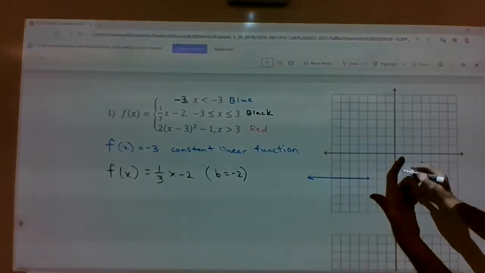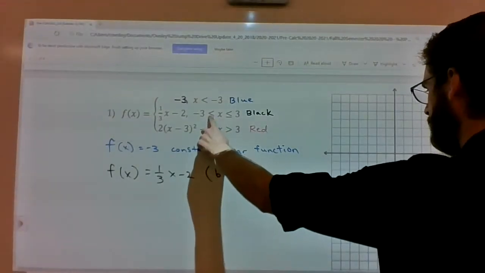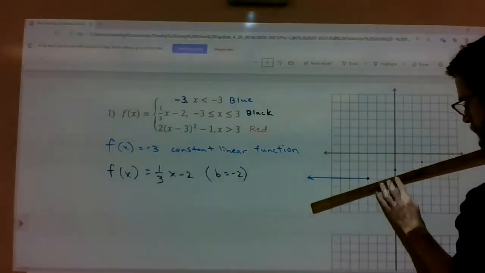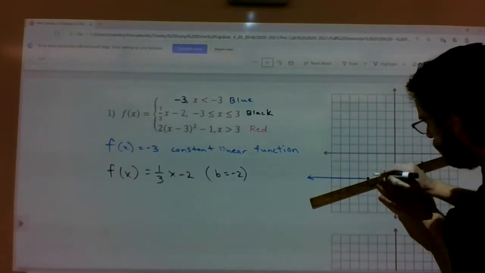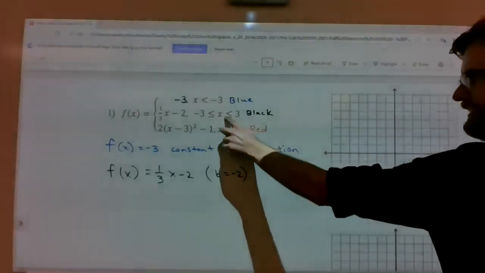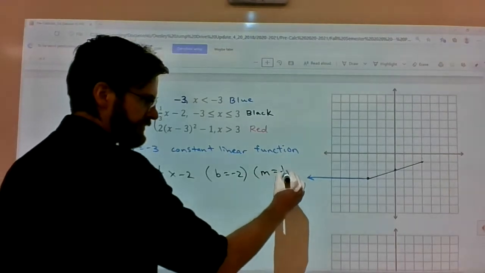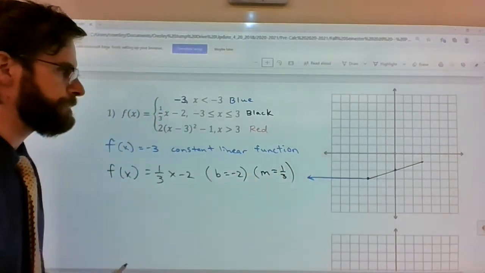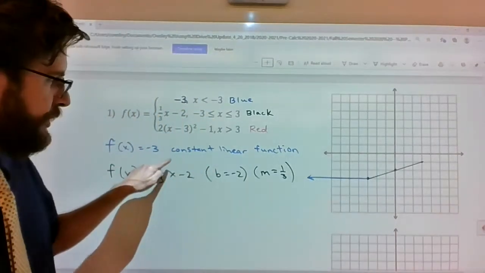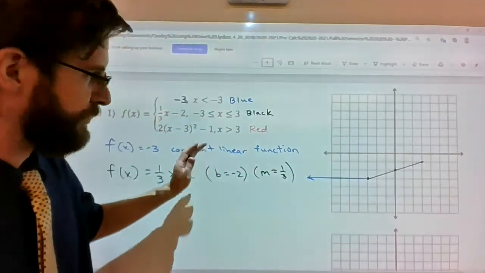It's done. I can go down 1 and left 3. Because it's an equal to, I can fill in that point. And then I'm going to connect these dots. It's a closed circle here because it's closed there. And I should probably also say that the rise over run is 1/3 here, just to kind of keep things complete. Okay, so I got my blue section. It's a constant value at negative 3. My black section, it's got to be in between negative 3 and 3. It's right there in the middle.